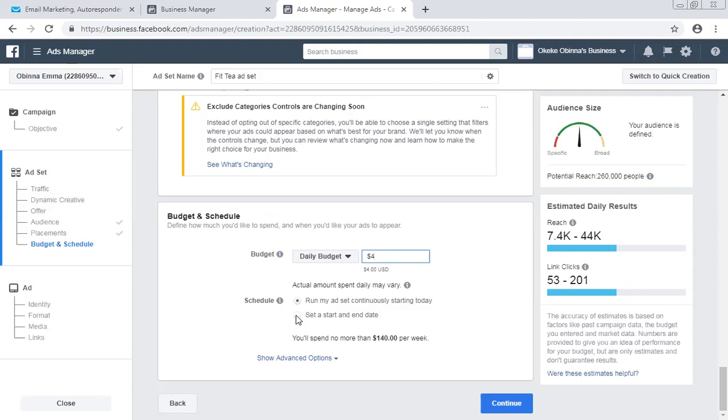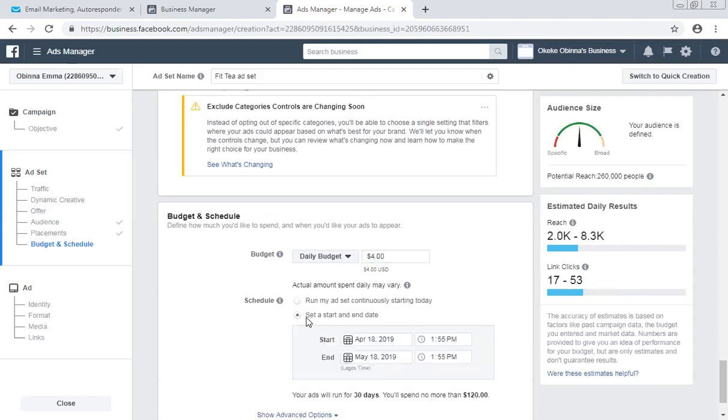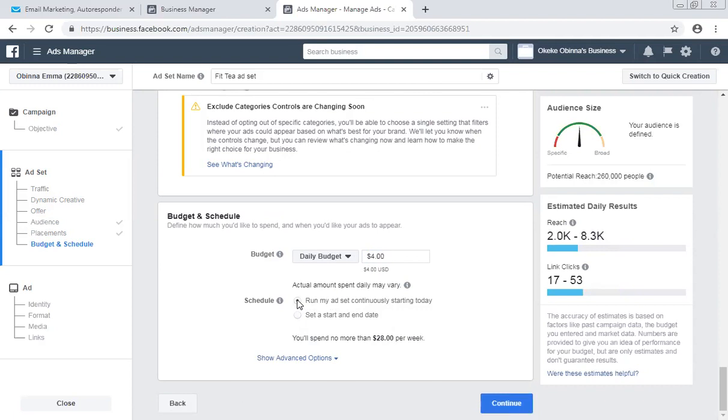Depending on what you want to do, you can set a date when you want your advert to start running and when you want it to end. But for me, most times I choose run continuously. What that means is that once I'm done setting up my advert and Facebook approves it, it starts running. I still have the power to go to my ad account. If I want to pause the advert, I can pause it anytime. If I want to delete the advert, I can delete it. If I want to totally stop it, I can stop it. So for me, I always go with run my ad set continuously starting today.